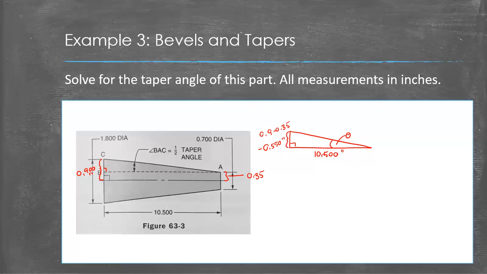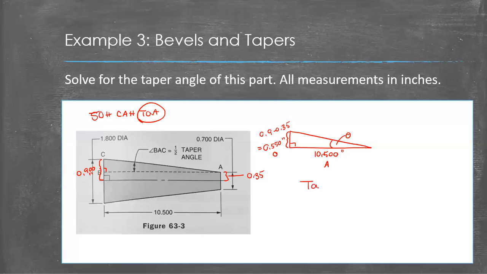Now, which ratio are we going to use? Well, here's our right angle. This is the subject angle. So here's my adjacent side. This is my opposite side. So check SOHCAHTOA. Tan uses opposite and adjacent. So we're going to use the tan ratio for tapers.